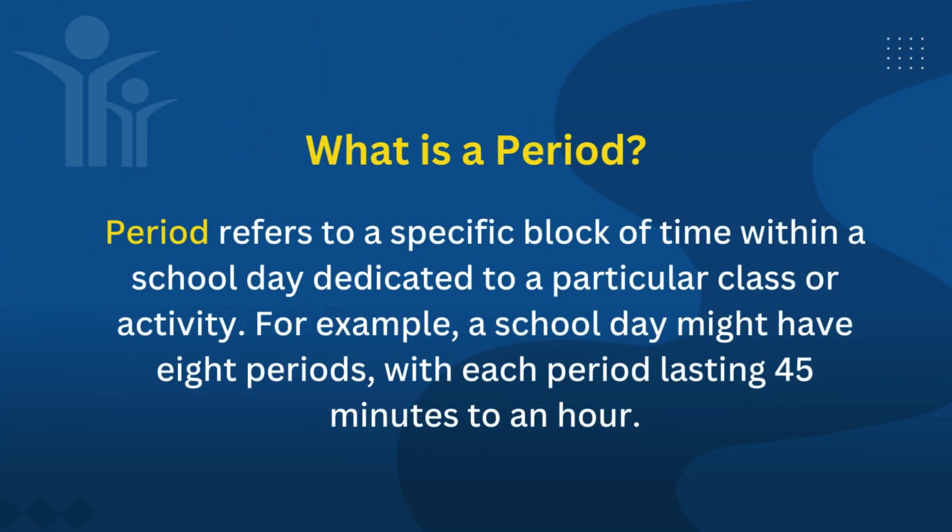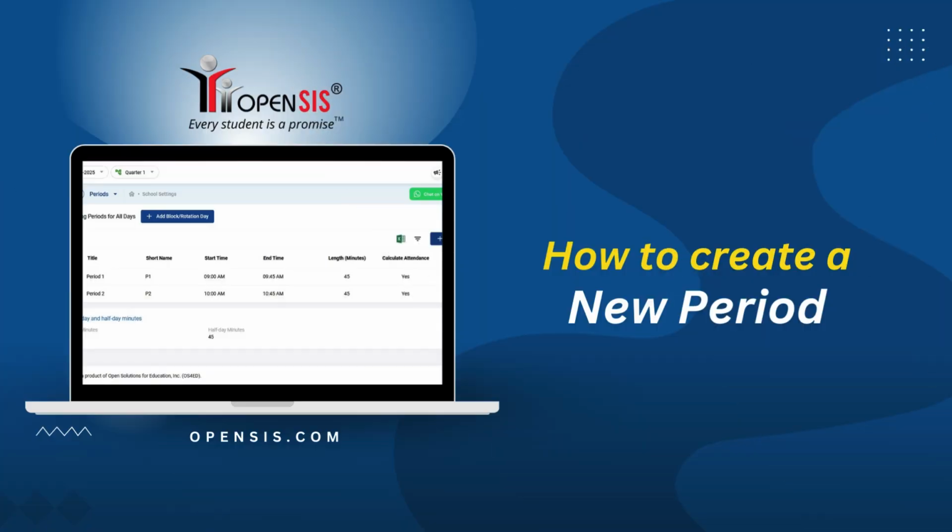What is a period? Period refers to a specific block of time within a school day dedicated to a particular class or activity. For example, a school day might have 8 periods, with each period lasting 45 minutes to an hour. In this video, we'll guide you through the process of creating a new period for your class schedule.